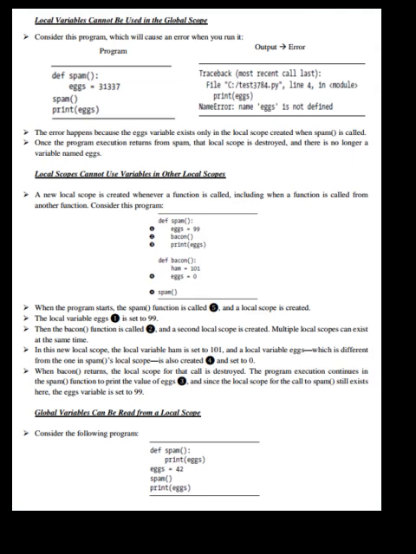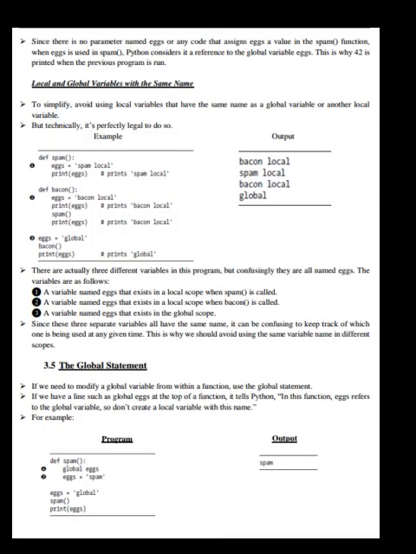Now let us see how global variables can be read from a local scope. Consider the following program. Since there is no parameter named x or any code that assigns x a new value in the spam function, when x is used in spam, Python considers it a reference to the global variable x. This is why 42 is printed when the previous program is run.